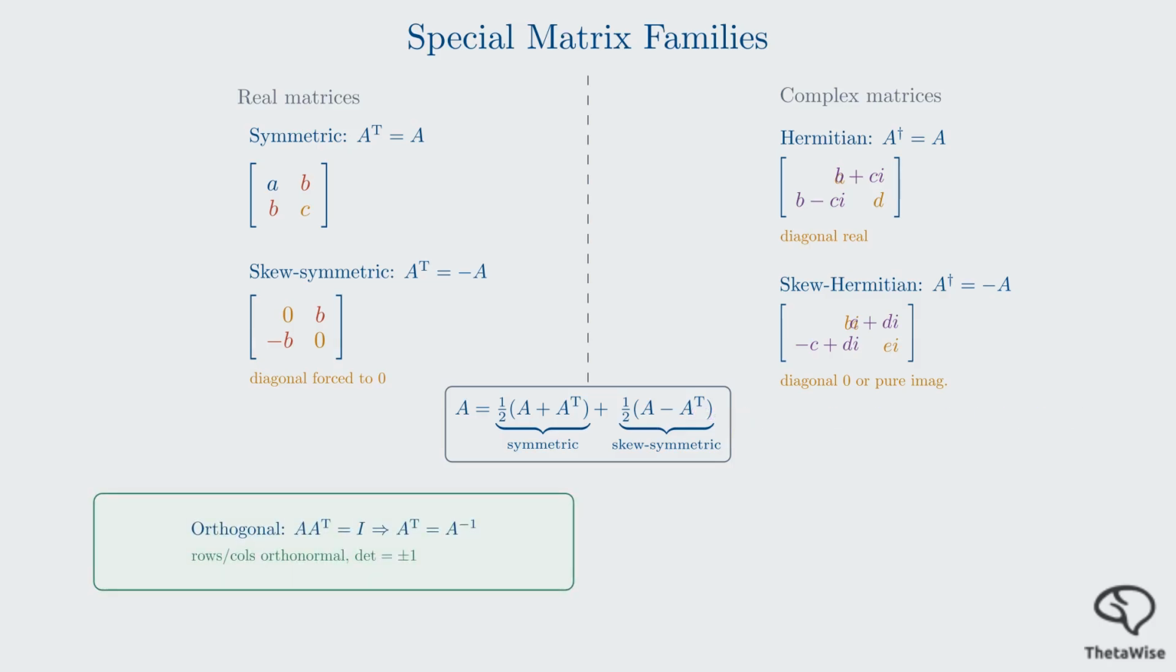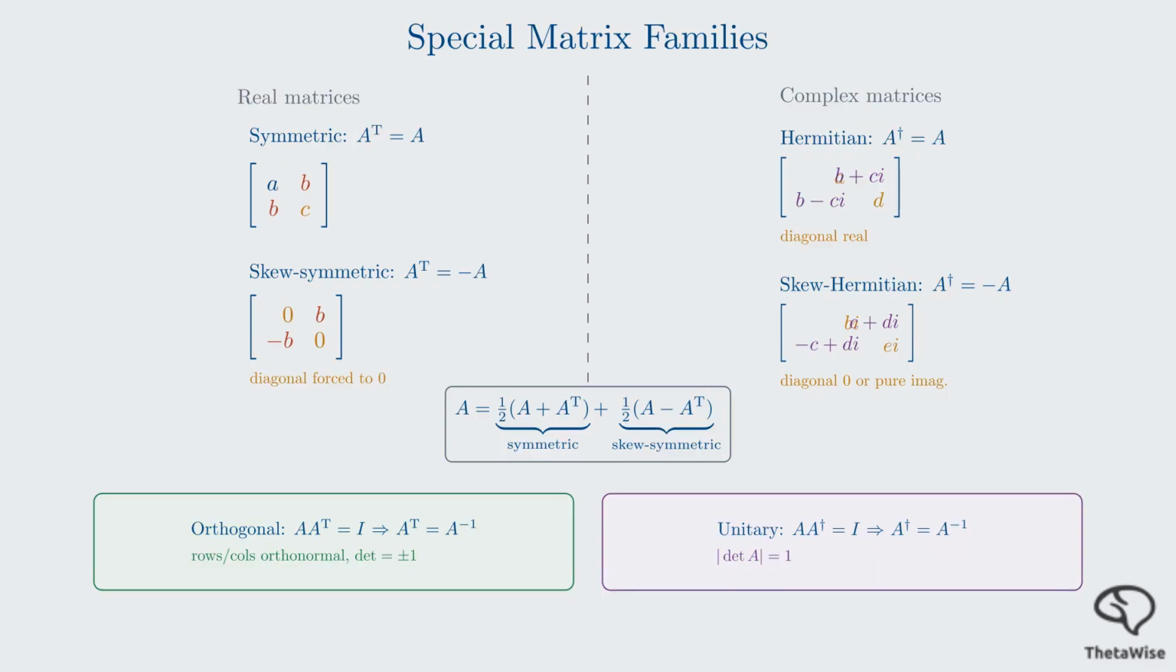Orthogonal matrices satisfy A transpose A equals the identity, so A transpose is A inverse. Their rows and columns are mutually orthonormal, and their determinant is +1 or -1. Unitary matrices use the dagger instead. A dagger A equals the identity, so A dagger is A inverse, and the determinant has unit modulus.